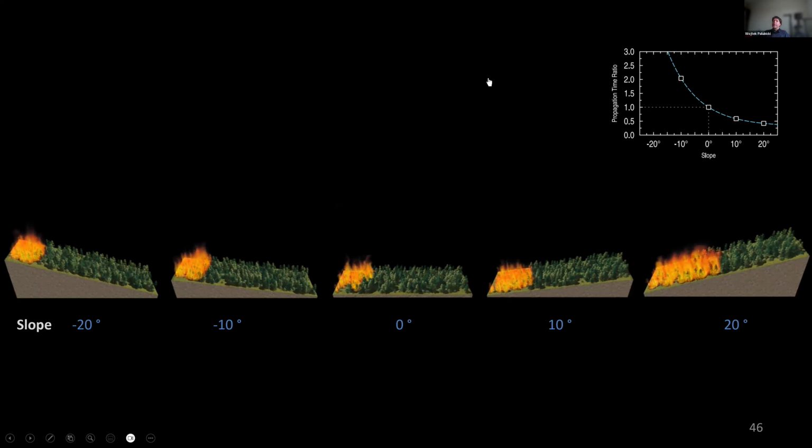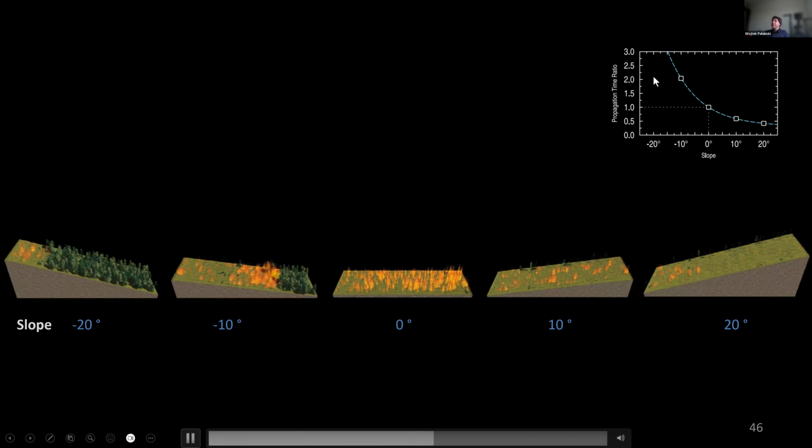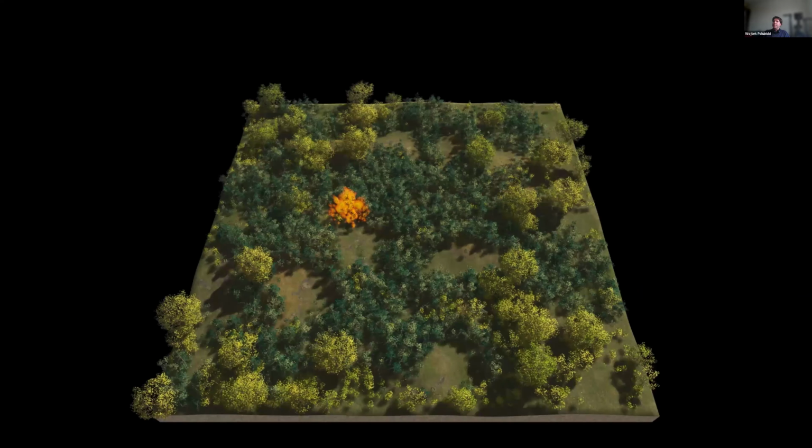We can also look at the effect of slope on the progression of the forest fire. And in this simulation experiment, we see that the propagation time ratio of the forest fire as a function of the slope of the terrain is what we would expect to happen in reality.